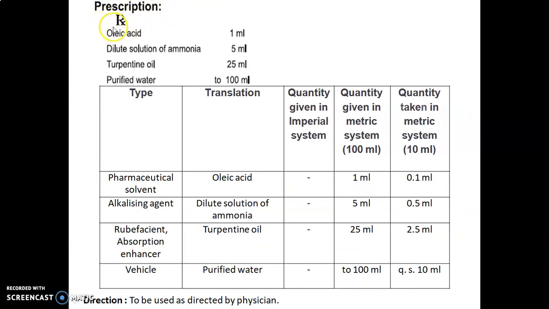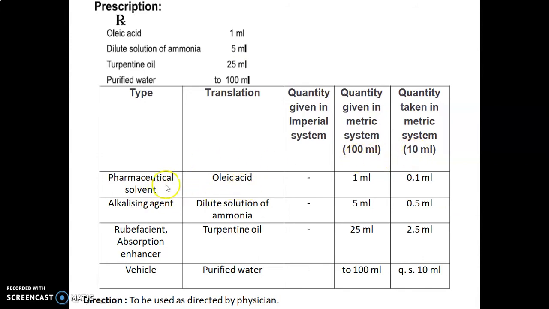Formula prescription, this is denoted by the symbol Rx. Oleic acid 1 ml, dilute solution of ammonia 5 ml, turpentine oil 25 ml, and purified water to prepare up to 100 ml. Formula table: type, that is the category, use or role of the ingredient. Translation means the name of the ingredient. Here we have quantities given directly in the metric system. Quantity taken in the metric system to prepare up to 10 ml.